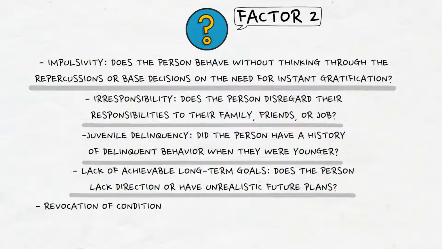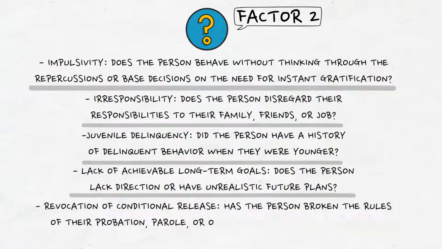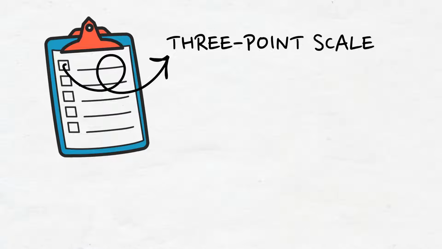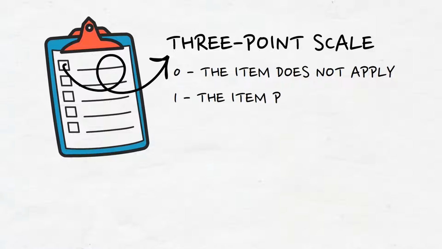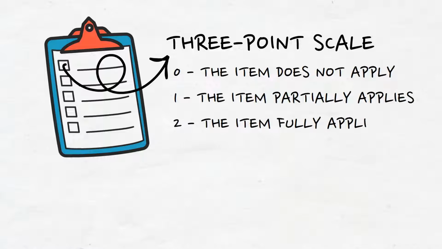Revocation of conditional release. Has the person broken the rules of their probation, parole, or other court-ordered supervision? Each item is scored on a 3-point scale, with 0 meaning the item does not apply, 1 meaning the item partially applies, and 2 meaning the item fully applies.